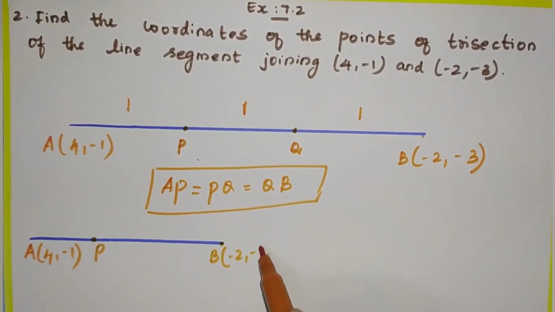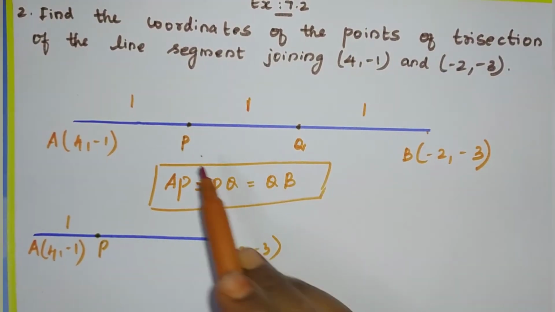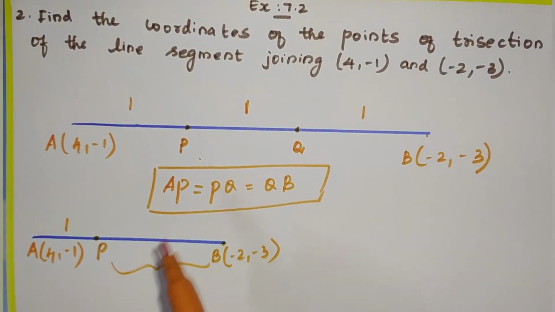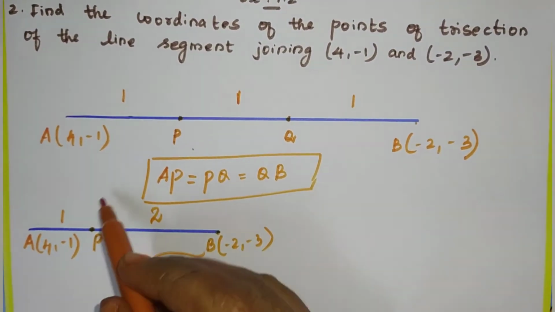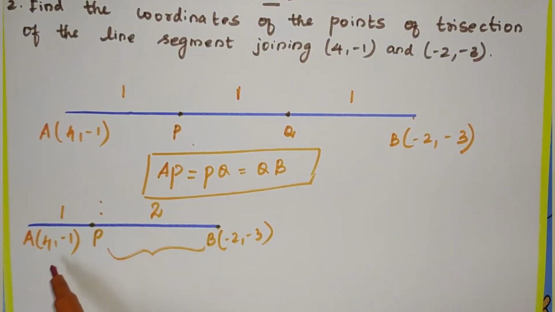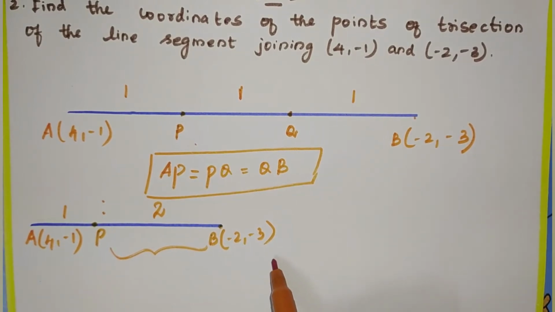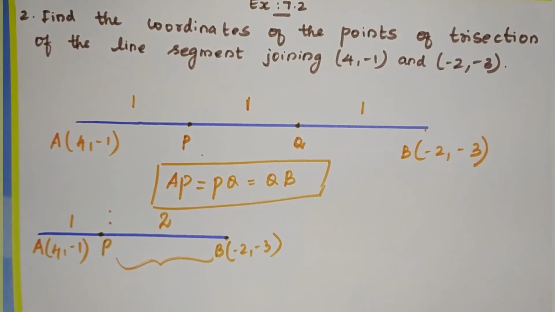So if this is 1, AP is 1, what about PB? PB is 2, 1 plus 1 is 2. So the 2 points 4 comma minus 1 and minus 2 comma 3 are divided in the ratio 1 is to 2.